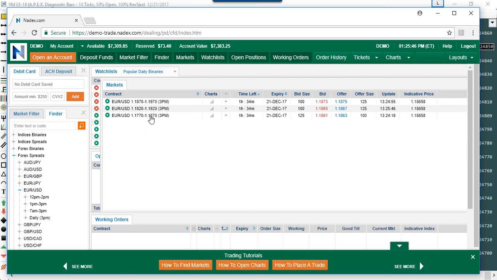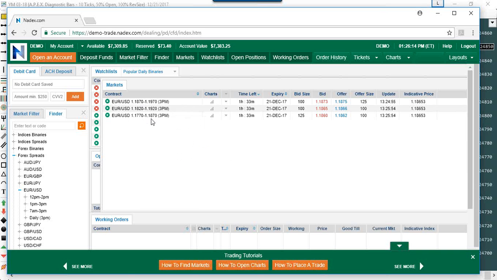Yep, Lau, exactly. 1870. How do we know that? Well, Ernest got it right too. Well, because that's how spreads work. Look here. On the euro dollar, for example, on these 2-hour spreads, how wide are these spreads? 1870 to 1970. 1820, 1920, 1770, 1870. They're 100 points, 100 pips wide, right?